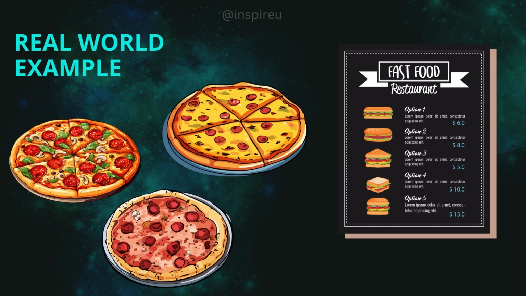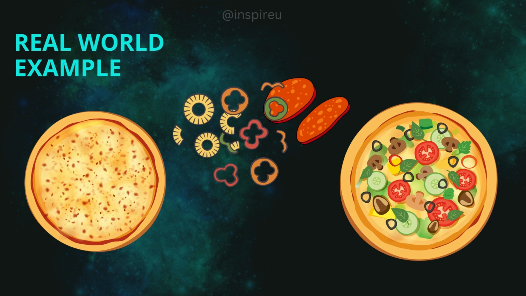Imagine a pizza chain where you can order different types of pizzas: margherita, pepperoni, veggie, etc. The factory method pattern is like having a menu that defines the types of pizzas you can order. When you choose a pizza, the specific pizza is created for you based on the recipe in the menu.